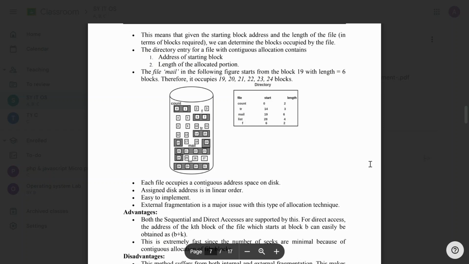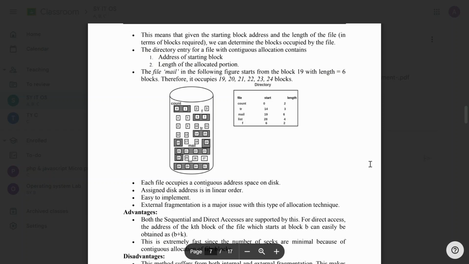Now the second thing is the directory entry. The directory entry for a file with contiguous allocation contains, first, the address of the starting block, and second, the length of the allocated portion. These things we are going to add in the directory for that particular file.